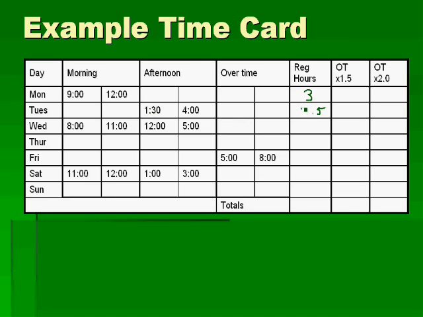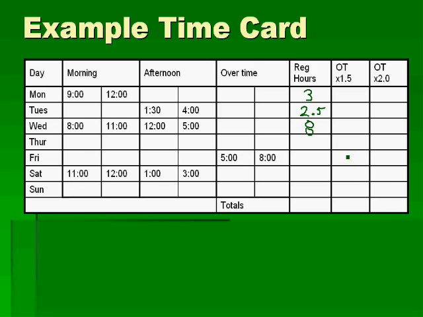So that would be 2.5 hours that I worked there. On Wednesday, I worked from 8 to 11, so 8 to 9 to 10 to 11, so that's 3 hours in the morning. And then I worked 1, 2, 3, 4, 5 hours in the afternoon, so that's a total of 8 hours in my regular hours. On Friday, I worked overtime from 5 to 8, so I'm not sure where I'm going to put this yet, in 1.5 overtime or 2. And same with my Saturday. So let's just take a look here.